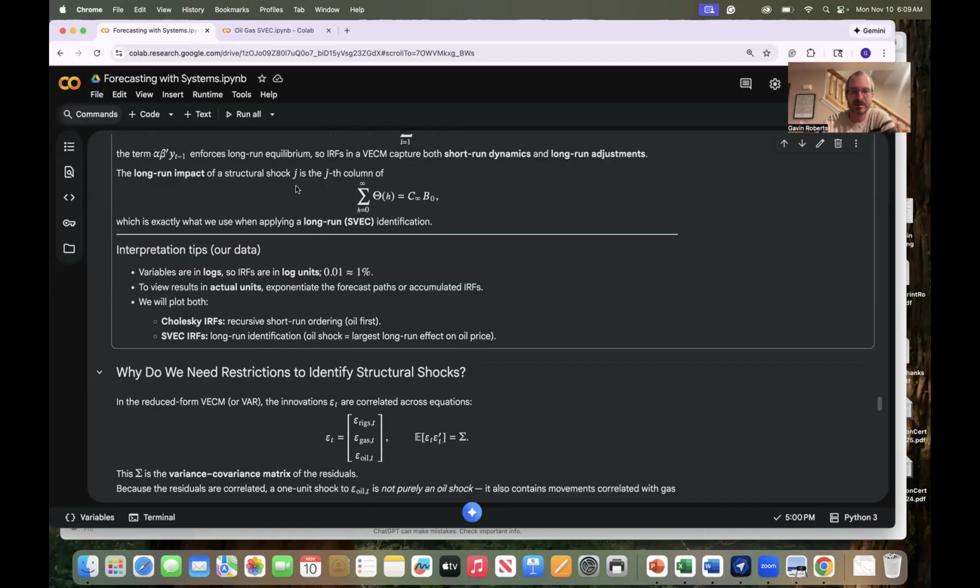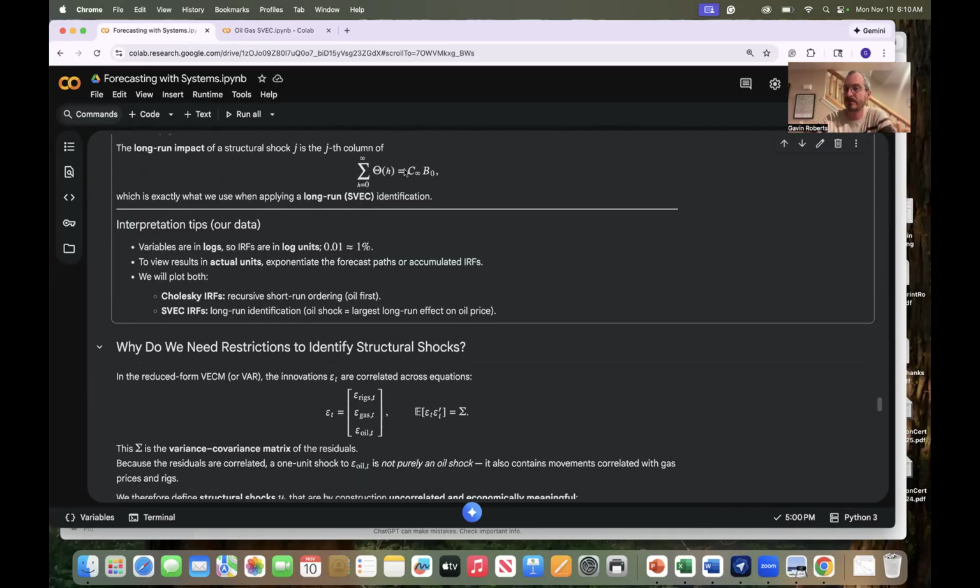The long run impact of a structural shock j is the jth column of this guy. And I'm not going to go deep into the math because some of this matrix math gets a little bit crazy, but I encourage you, if you're interested in time series and forecasting, these are good things to know about. And then this is literally the restriction we use when applying the long run structural vector error correction identification. So SVEC and SVAR, if you see those terms, that's structural vector error correction, structural vector autoregression when we don't have the co-integration thing.